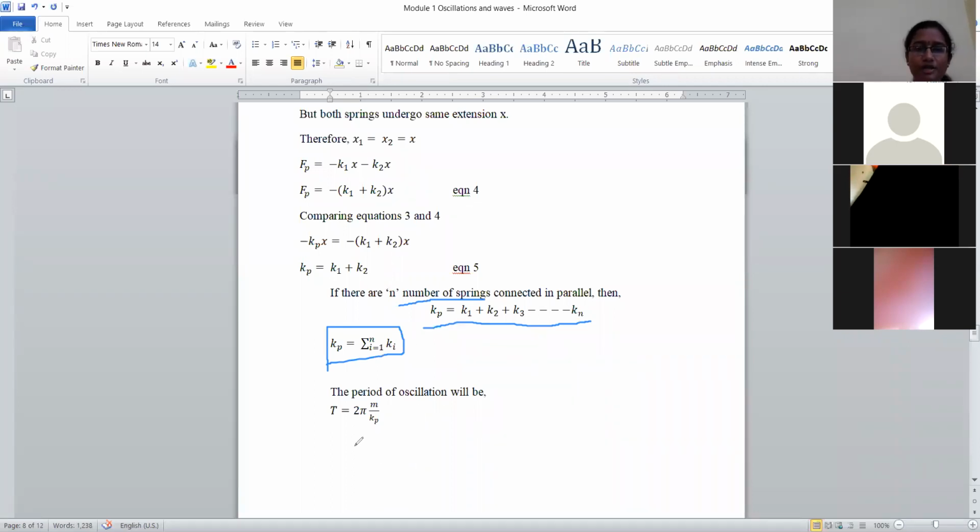And what is the period of oscillation equal to? The period of oscillation will be equal to T is equal to 2 pi into, sorry, the square root of m by Kp. Square root of m by Kp. This is the period of oscillation when the springs are connected in parallel.